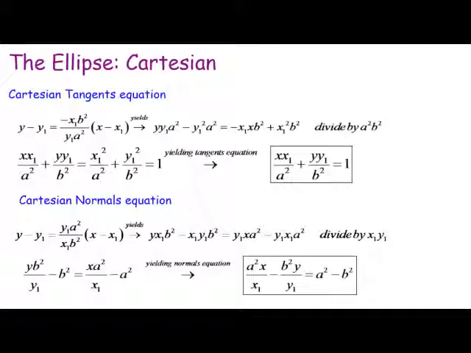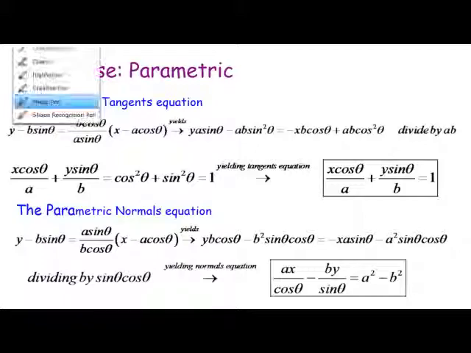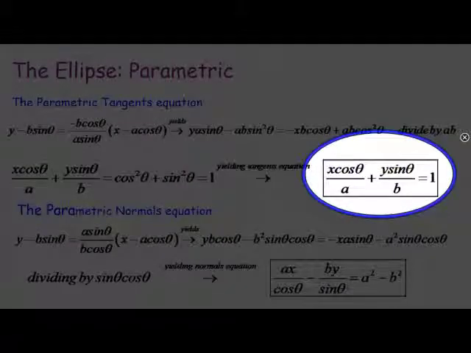Now the parametric ones, you still do a similar sort of thing. You have to put in the parametric gradient and the parametric point to try and simplify. You can see you divide by a and b, use the fact that sine squared plus cos squared is 1, and eventually you'll get over here what's called the parametric tangent equation, x cos theta on a plus y sine theta on b equals 1.